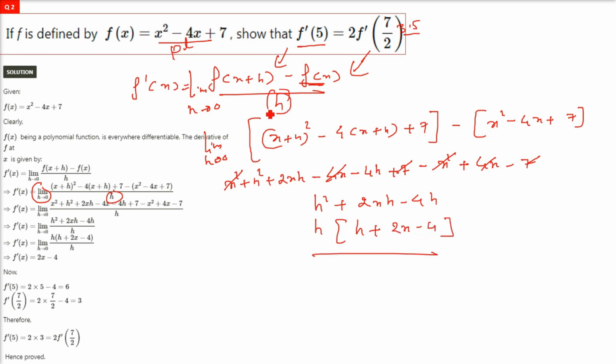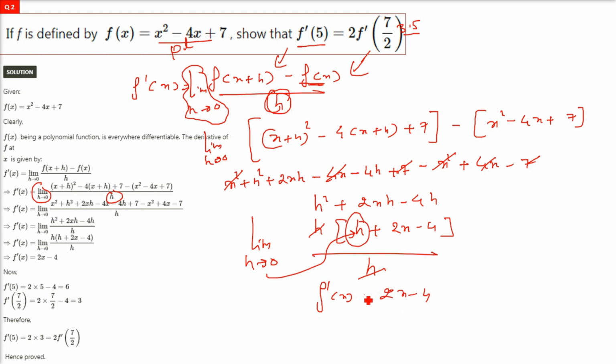Now in the denominator it was already h as I told you, and limit h tends to 0 is also there. So just replace it by limit h tends to 0. Okay, this is all. I am not just writing this, you have to write it at every step. H gets cancelled, apply the limit, wherever h is there, remove that term. 2x minus 4, f dash x is 2x minus 4.